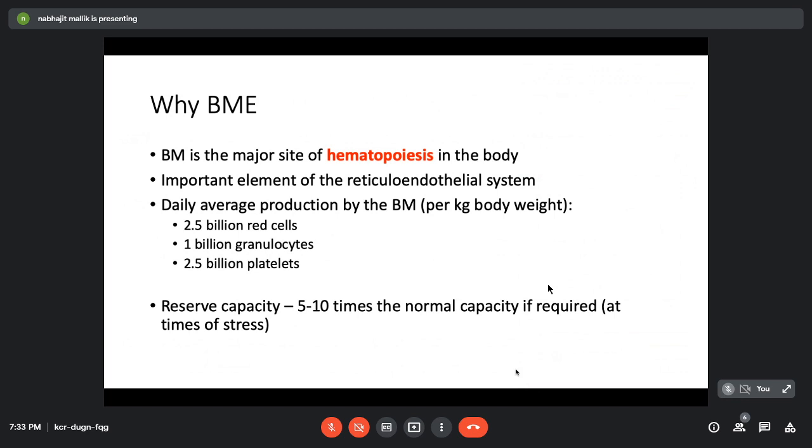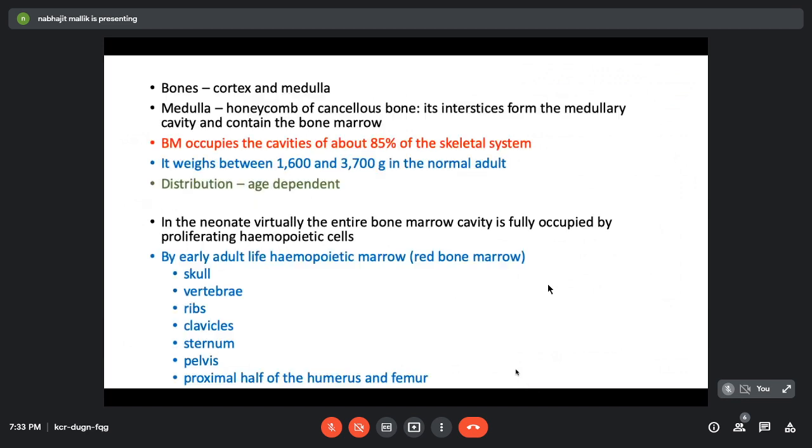And very importantly, daily average production of the bone marrow per kg body weight is around 2.5 billion red cells, around 1 billion granulocytes, and 2.5 billion platelets. But not just that, it has a huge reserve capacity as well, and it can produce 5 to 10 times the normal capacity if required. That is at the times of stress. Now, quickly, we'll go through that.